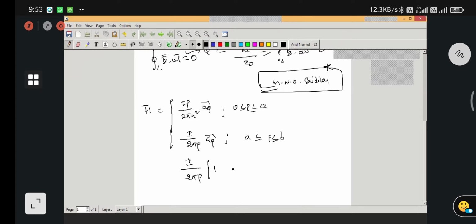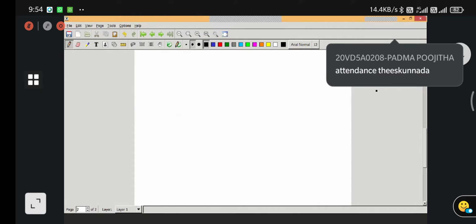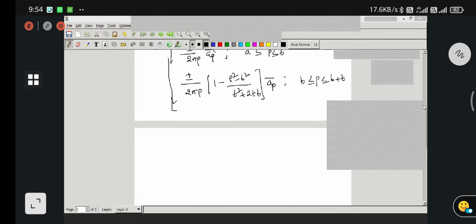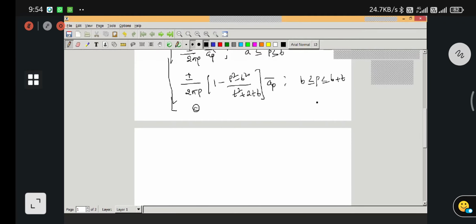I divided by 2 pi rho times 1 minus rho square minus b square by t square plus 2 tb, this is the a pi, for b less than or equal to rho less than or equal to b plus t. Finally, this is 0 for rho greater than or equal to b plus t. Okay, this is the term we are writing.